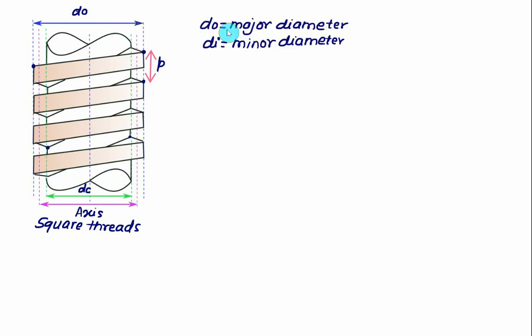The outside diameter is called the major diameter, which is represented as DO. This is the largest diameter, measured from crest to crest. So if you draw a horizontal line from crest to crest, it will give you the outer diameter equal to DO. Similarly, if you measure the diameter from root to root, that diameter is called the core diameter, represented by DC. It is also called the minor diameter. So DO represents the major diameter, DI represents the minor diameter. Sometimes it is also called the root diameter.